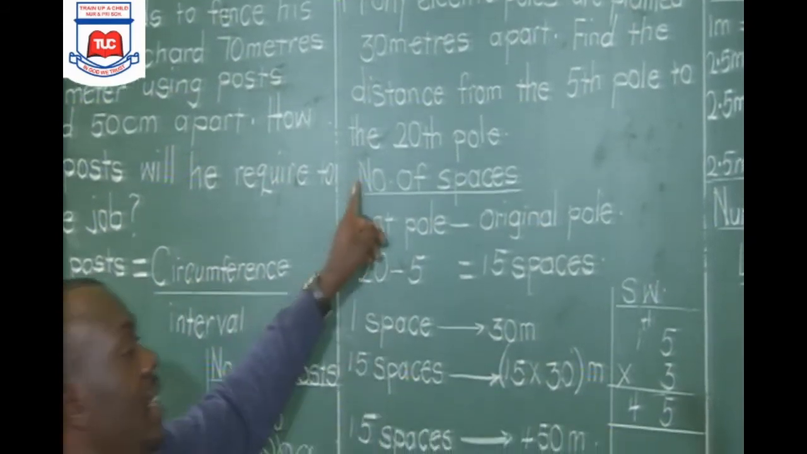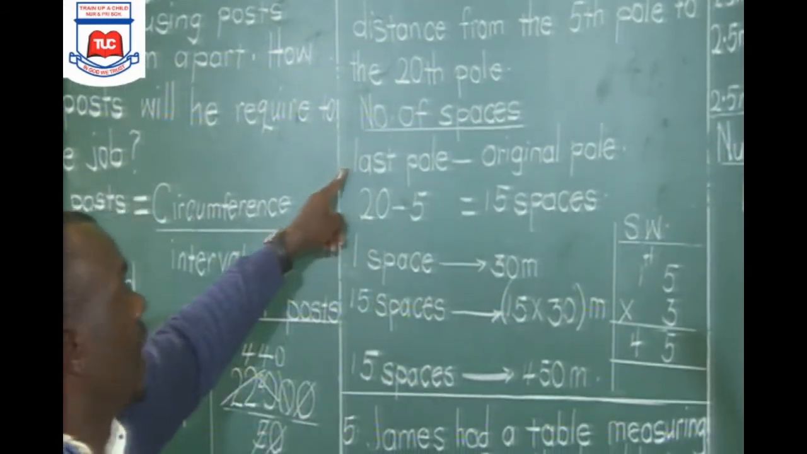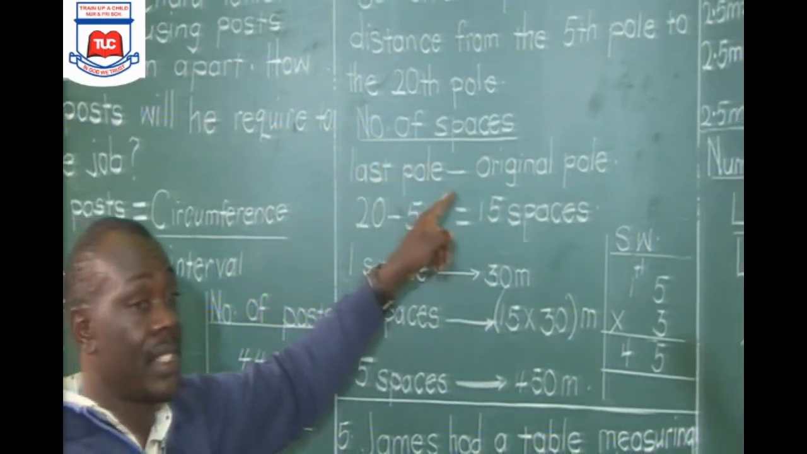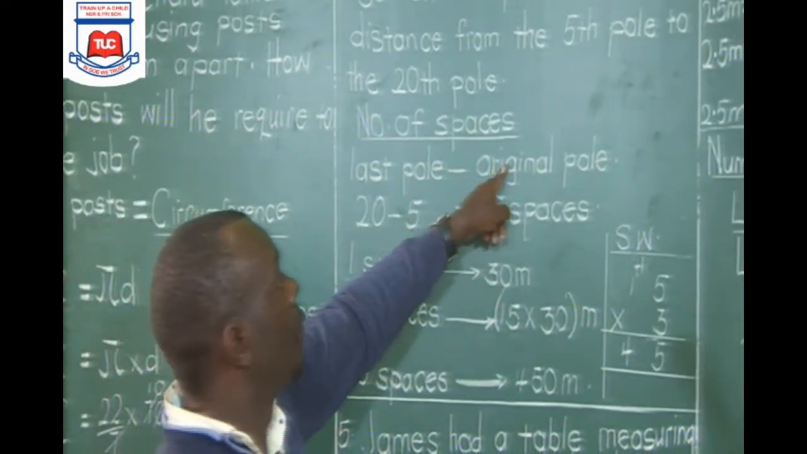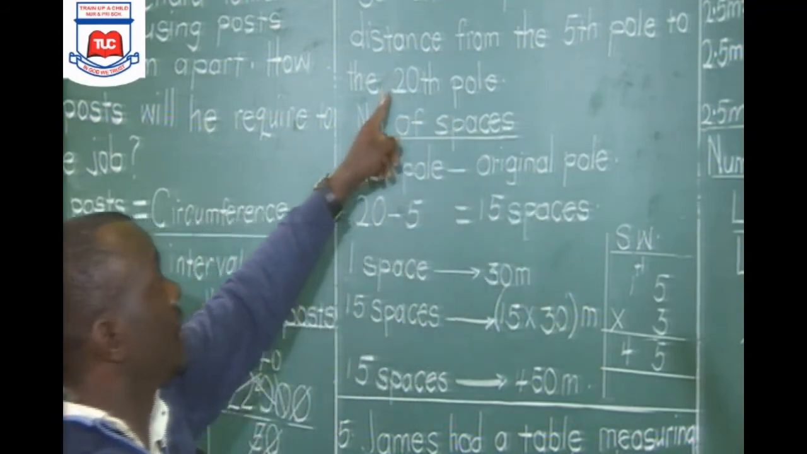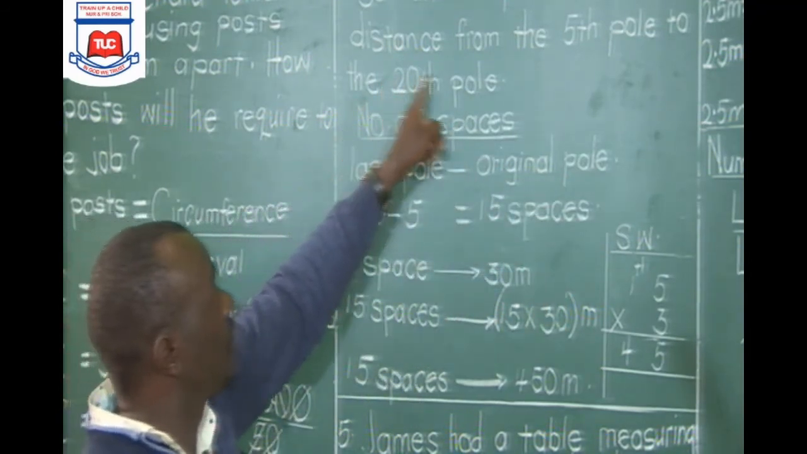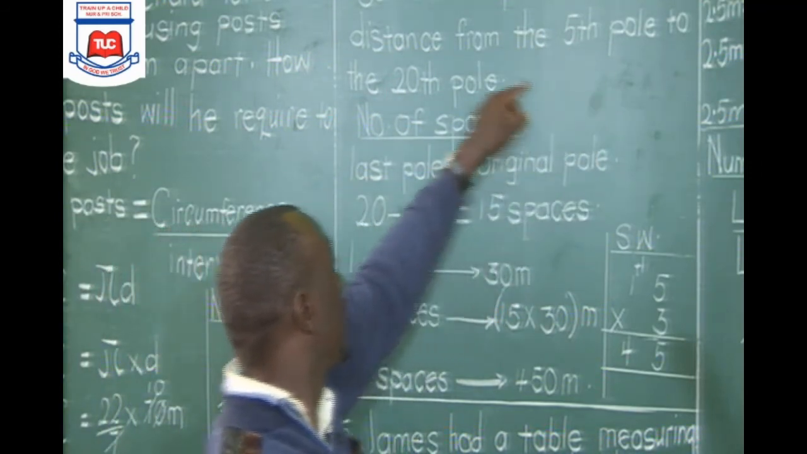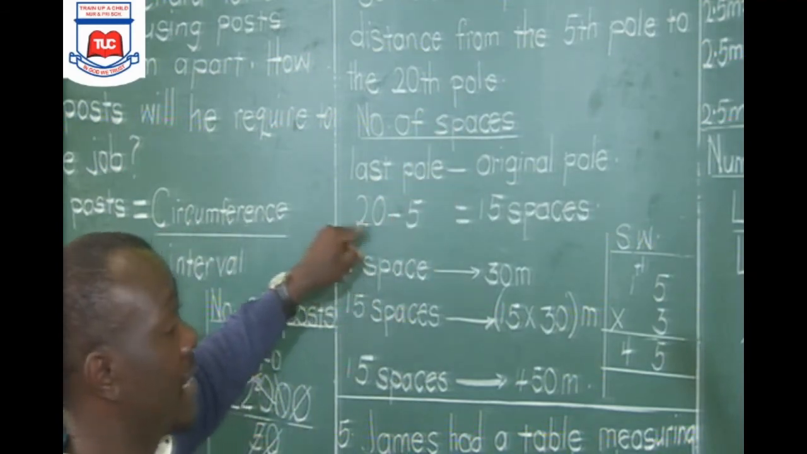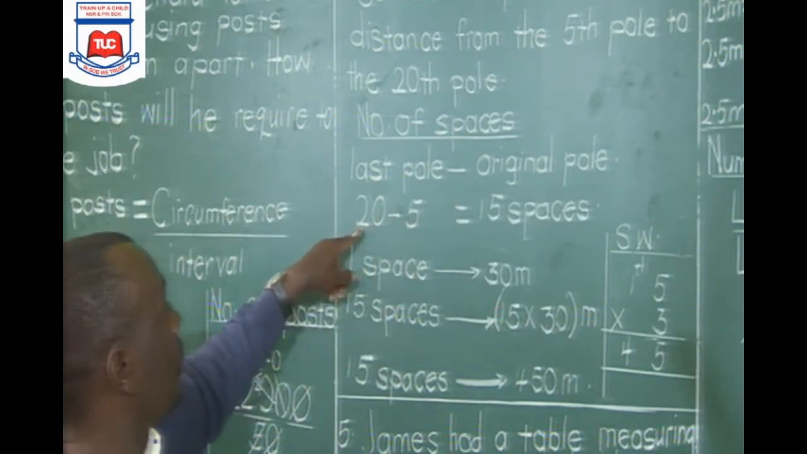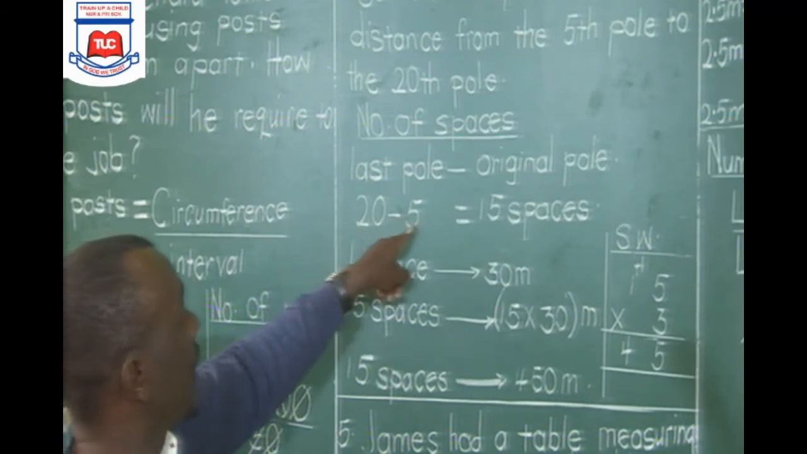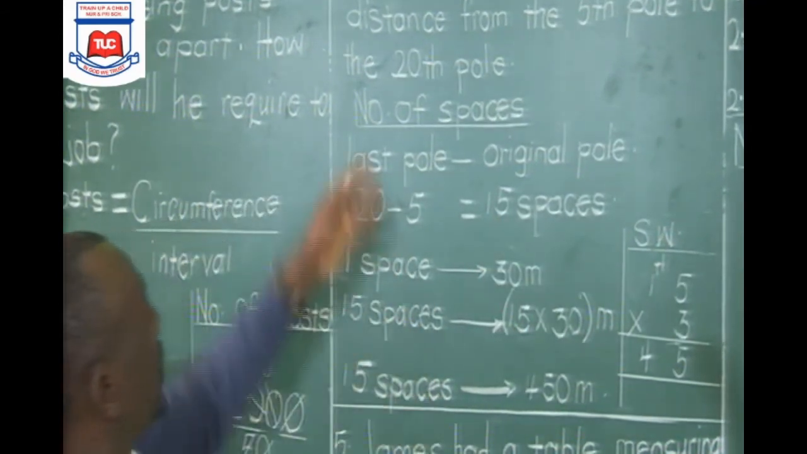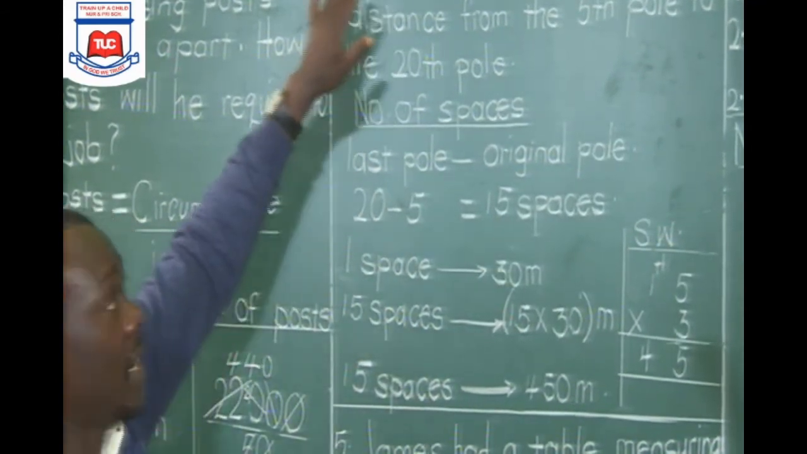That's why we say number of spaces equals last pole minus original pole. So the last pole is the 20th, and the original in the question is the 5th. Therefore, get the number of spaces by subtracting 5 from 20, hence 20 minus 5, which is equal to 15 spaces. Each space or interval is of 30 meters.